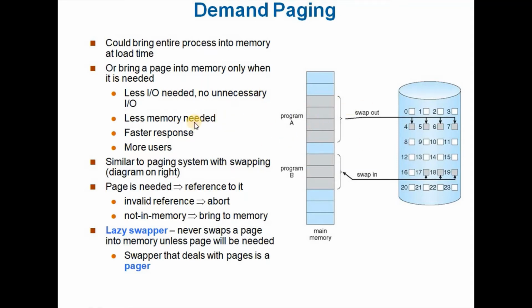Less IO needed, no unnecessary IO. Less memory needed, faster response, more users. Similar to a paging system with swapping. Here, maybe sometimes it needs some swapping, because if there is not enough memory space and the CPU now demands some pages, then we definitely need to swap. Otherwise, if there are free memory locations in the address space, then the page will be copied from the secondary memory to the allocated space there.